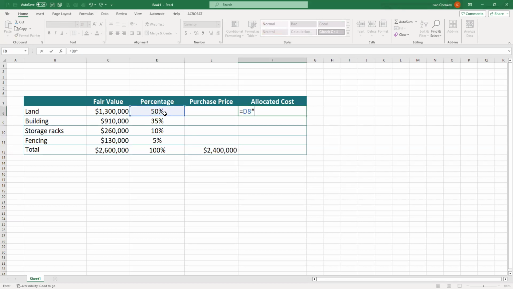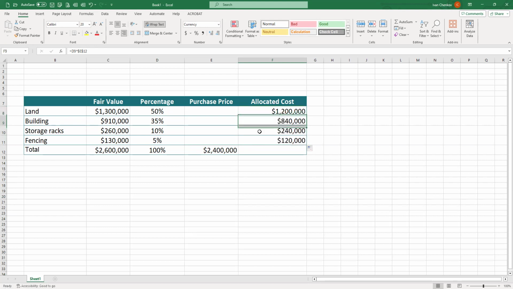And we're going to get 50% of the purchase price allocated to the land, or land we should record as $1.2 million. We're going to drag down, and we're going to get the rest of the assets. The total should always be equal to $2,400,000, the amount that we paid. And that's how we allocate the cost for our assets when the purchase price is different than the fair market value.